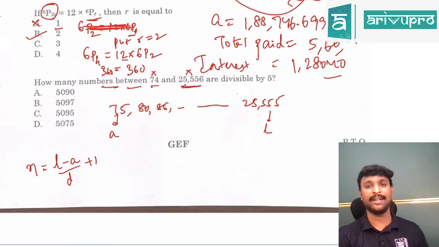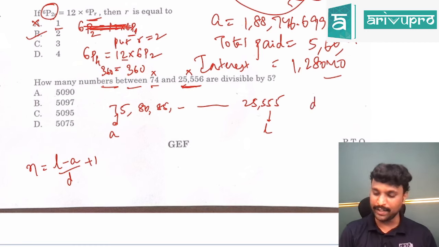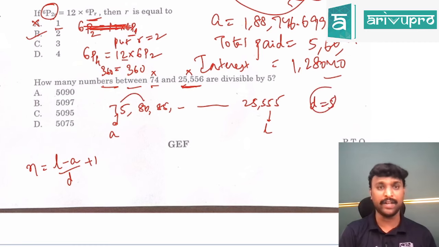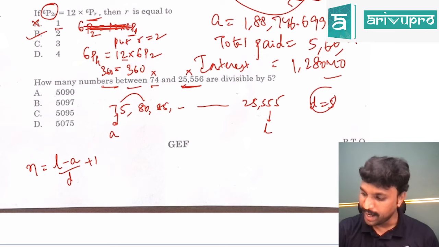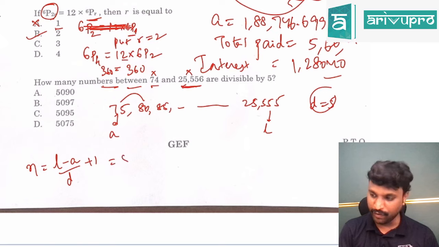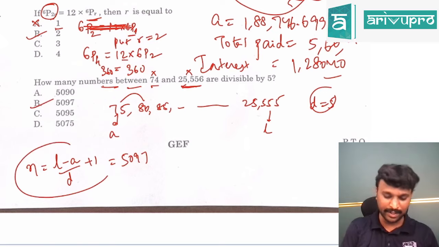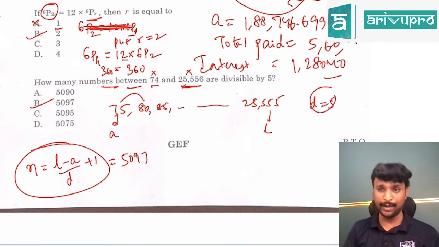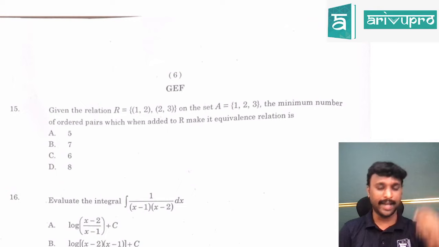Straight away in the calculator, L is 25,555 minus A is 75 divided by what is D? D is the common difference, which is nothing but 5, because 80 minus 75 is 5. So divided by 5 plus 1. If you do so, you get 5097. Option B is the answer. Guys, I had given this shortcut in the marathon videos and also regular classes. All right. Guys, look at the next question.